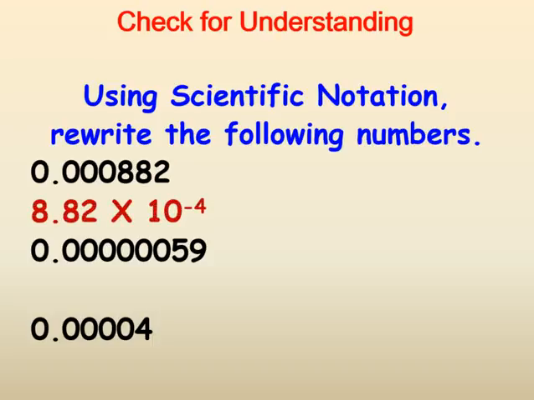All right, the first value can be rewritten as 8.82 times 10 to the negative 4th. I need to move this decimal to the right 1, 2, 3, 4 places. How do I know I need to move it 4 places? Because I need to get this initial value to be between 1 and 10. That's going to take 4 decimal moves. We're moving to the right so we're going to make that a negative exponent.